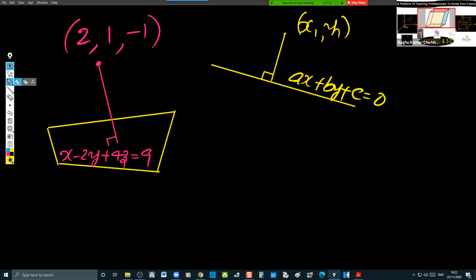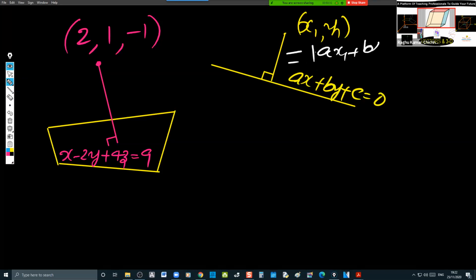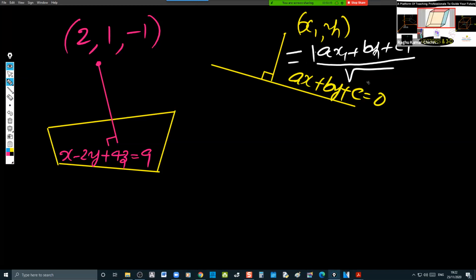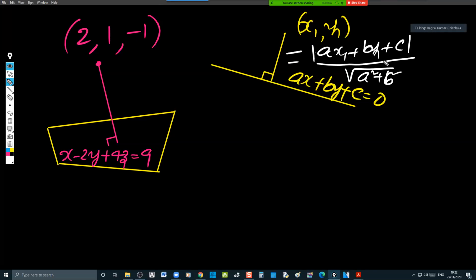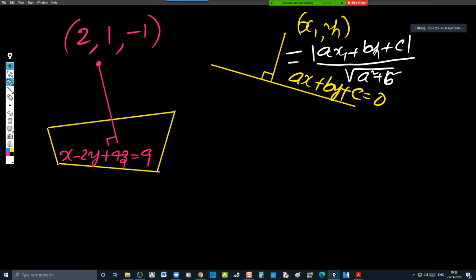do you remember, Praneeth? Yes, sir, I remember. Perpendicular distance formula: modulus of ax1 plus by1 plus c divided by root over a square plus b square. Why I wrote this, you can understand. What will be added in this case? You tell me the formula. ax1 plus by1 plus cz1 plus d by under root a square plus b square plus c square.